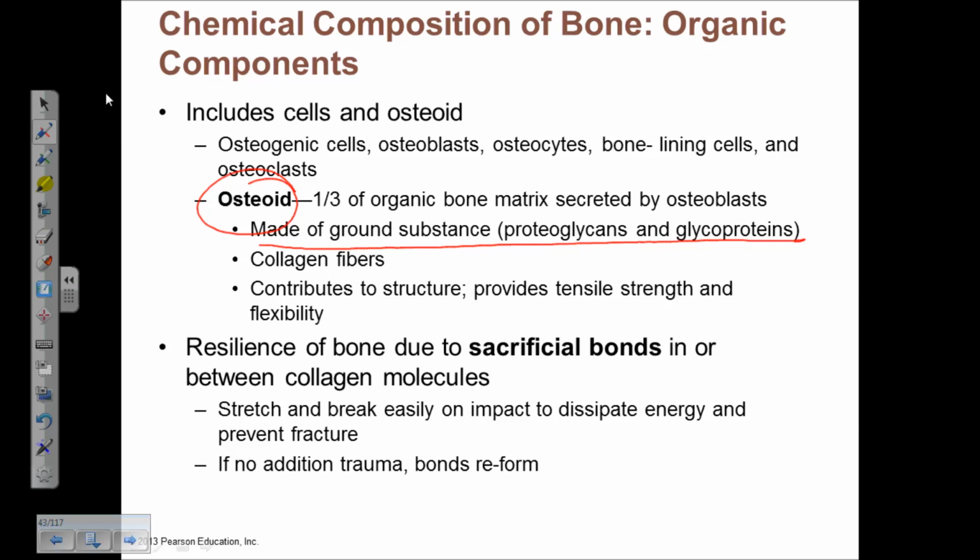So those proteoglycans and glycoproteins will bind calcium, and collagen will provide both strength and certain flexibility to the bone. So, why do we think the bone can resist the stress? Why is it not fragile? The idea is that collagen fibers form so-called sacrificial bonds.